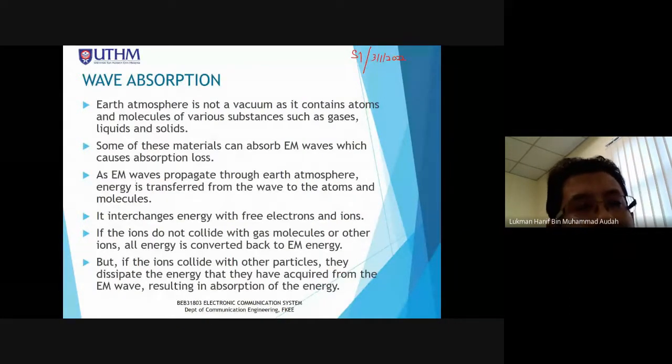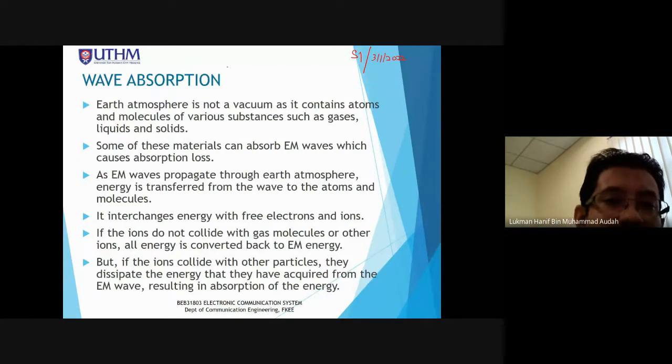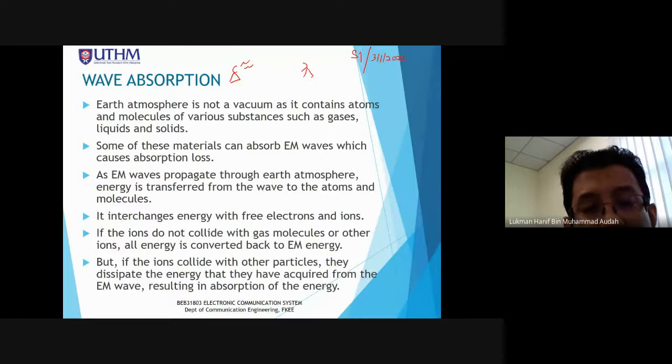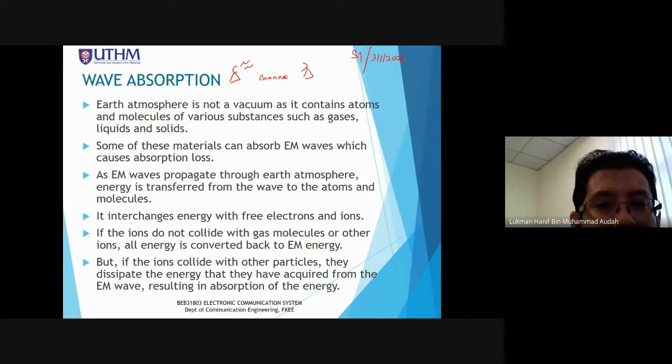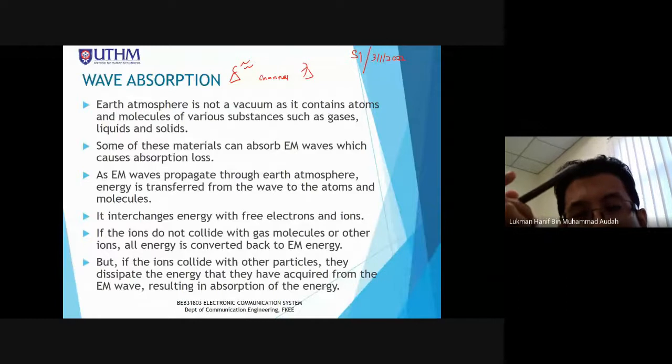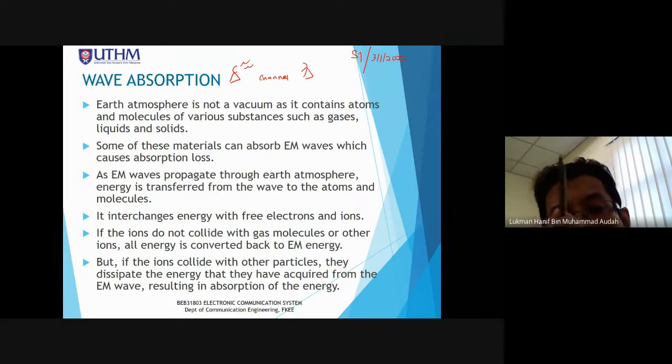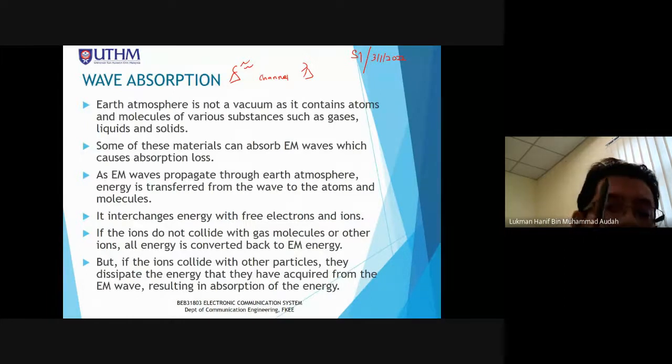Okay, wave absorption. Wave absorption adalah macam mana situasi apabila gelombang itu bergerak daripada transmitter kepada receiver. So ni mungkin saya nak lukis sikit. When the wave travels from the transmitter to the receiver, dalam channel, dalam medium ini, ada banyak partikel udara, molekul-molekul udara ataupun molekul air hujan, termasuk sebarang bentuk molekul yang berada dalam udara itu. Okay, tak kisahlah dia adalah molekul udara ataupun molekul wap ataupun air disebabkan oleh hujan.